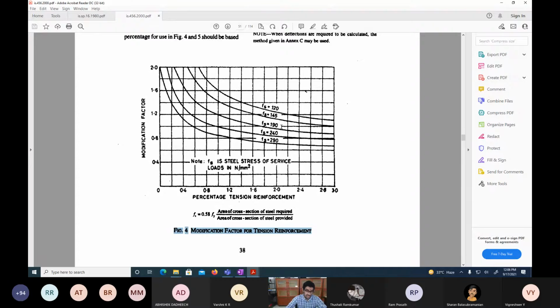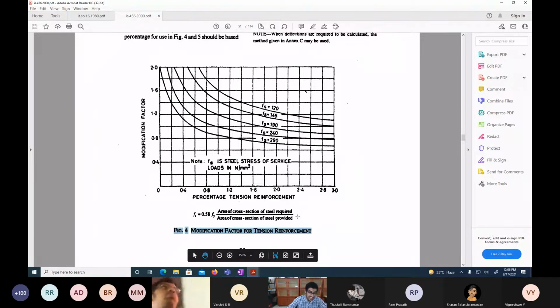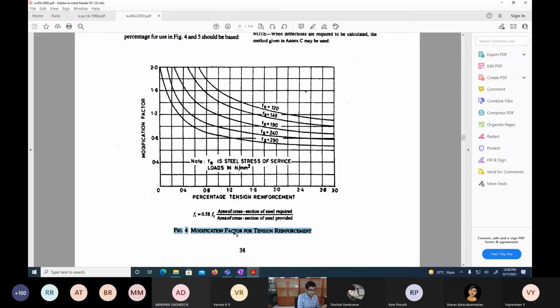But usually for singly reinforced beams, we give whatever area of steel we need and we just make a minor modification to it. So generally we do not bother about this modification if it is a singly reinforced beam. If it's doubly reinforced, we may want to have a look at it because the area of cross section of steel required and that provided will be a bit different, especially in doubly reinforced beams. So what I will do is look at whatever steel I have provided, look at what steel was required, and choose the appropriate value out of this table.